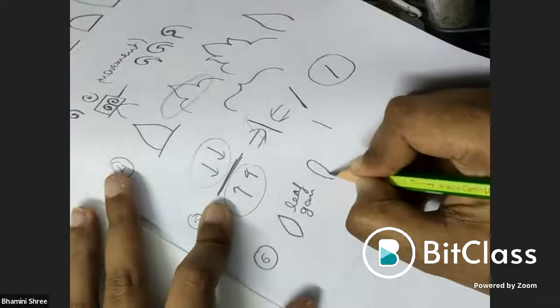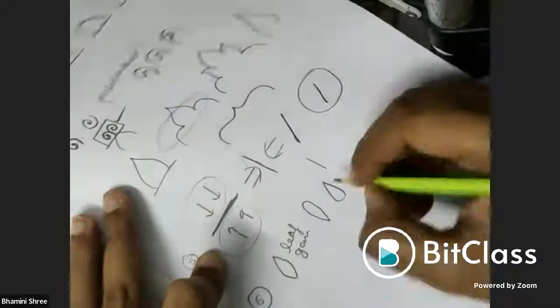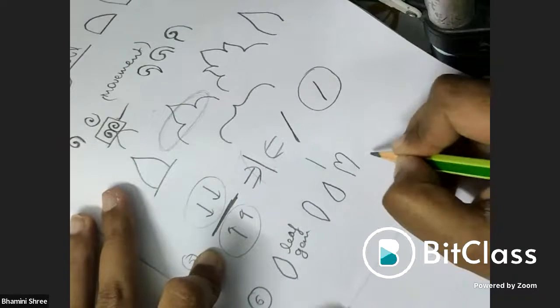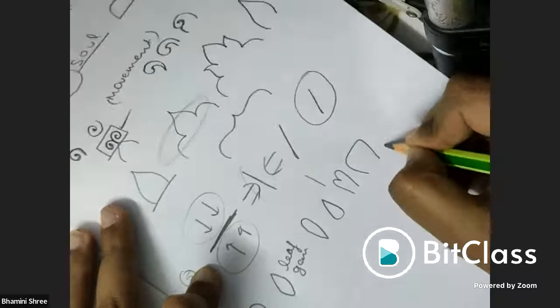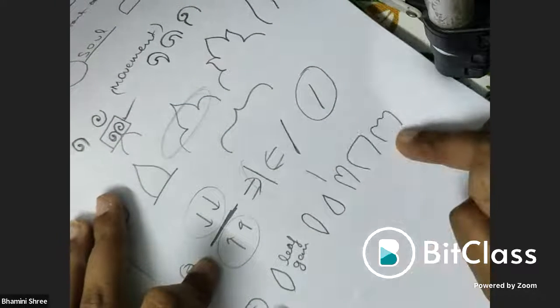Petal shape. Drop shape. From petal, you can use this shape. You can use this shape. You can use this shape. These are all inspired by nature.